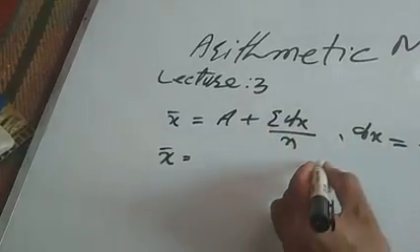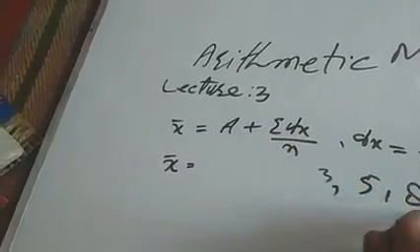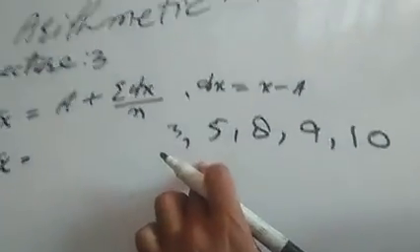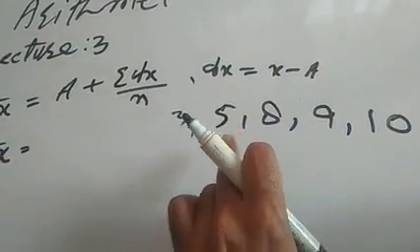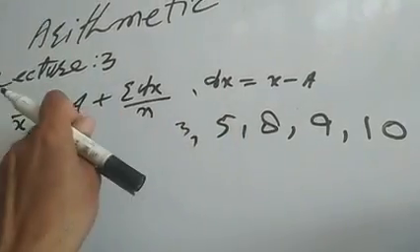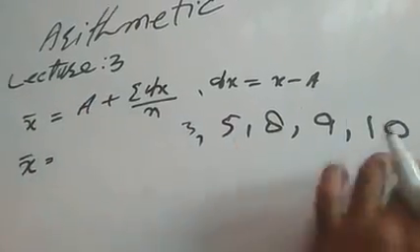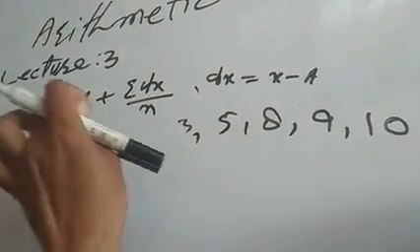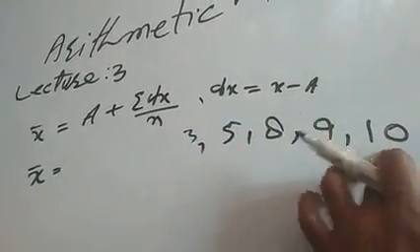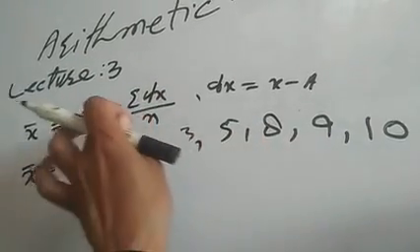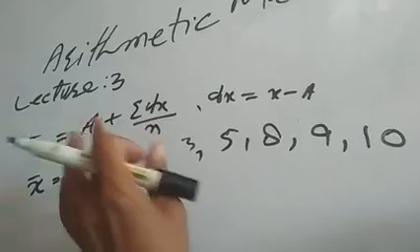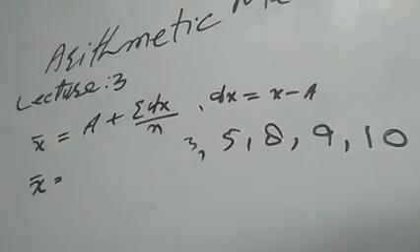This is for individual series when data is ungrouped. Suppose 3, 5, 8, 9, 10. If you want to find the arithmetic mean of this ungrouped data using the shortcut method, you simply use this formula, where you take the assumed mean as any value, whether from this series or outside it, find the deviations, and after that you can find x bar. But we have done this.